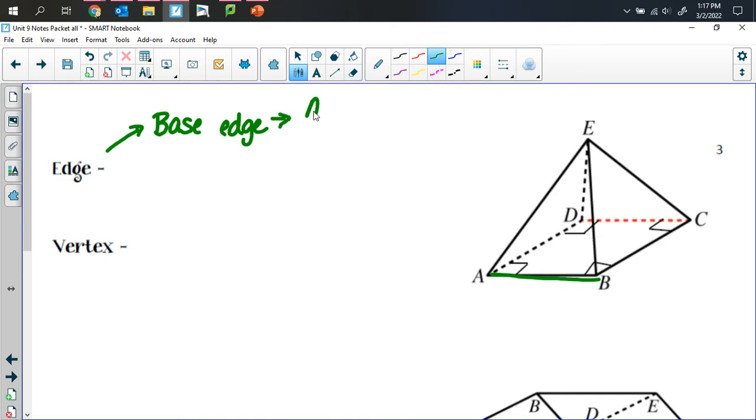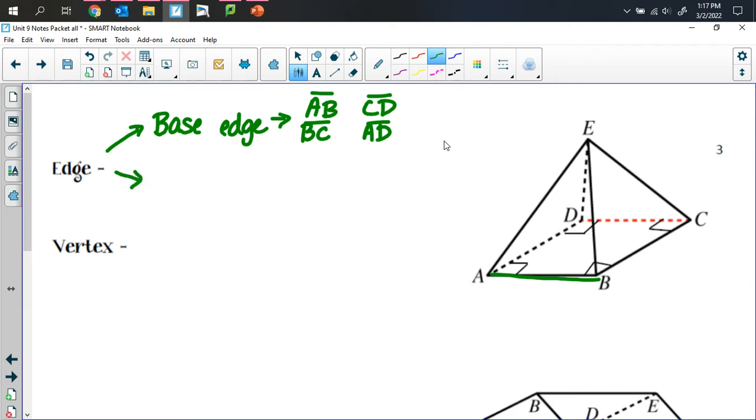So for example, AB would be a base edge. We could also see BC. We would also be able to say CD, and we would also say AD. Those four sides around that base are going to be considered base edges.